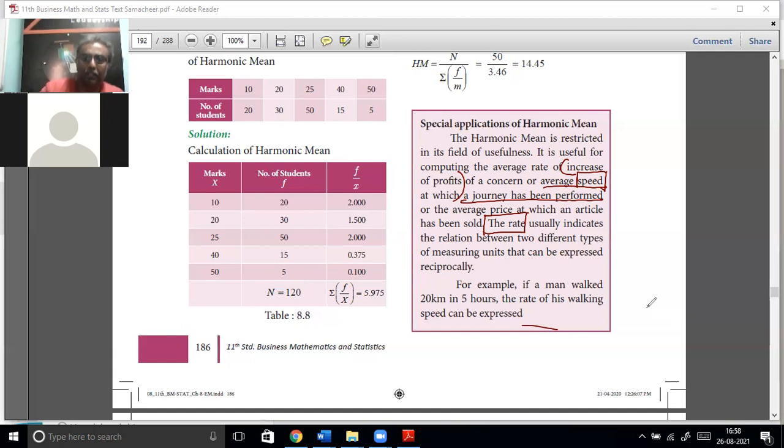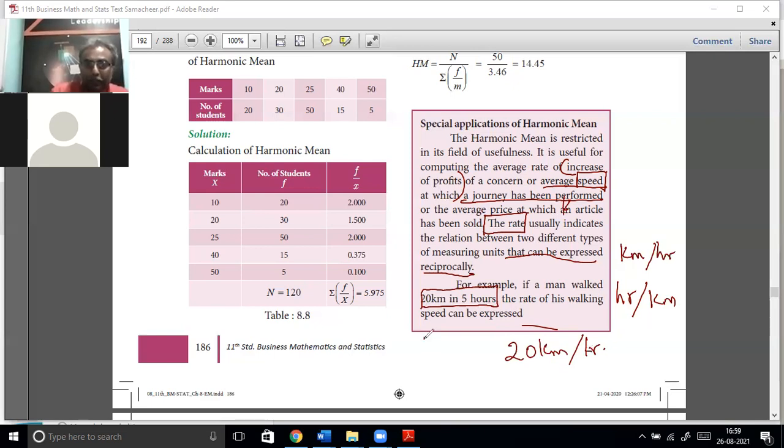Usually they will give you, see, a man walked 20 kilometers in 5 hours. The rate of his walking speed can be expressed. See, the rate usually indicates the relation between two different types of measuring units that can be expressed reciprocally. This is very important. Can you say kilometers per hour? Can you also say hour per kilometer? Suppose it gives 20 kilometers in 5 hours. What is the speed there? 20 by 5, you get 4 kilometers per hour, which is equal to 1/4 hour per kilometer. So you can express it in an inverse way.